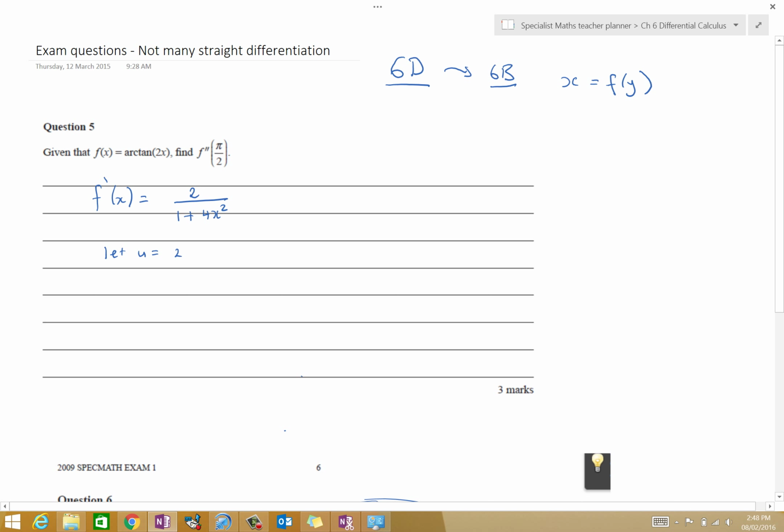Let u equal 2x. Du dx is equal to 2. Y, or f of x, is equal to some function of u, but I'm going to say that y equals inverse tan of u, and dy du is equal to 1 on 1 plus u squared, and therefore we're then multiplying those like so.